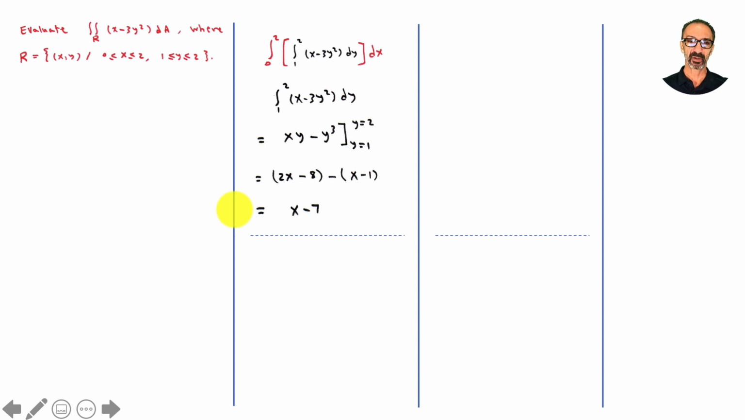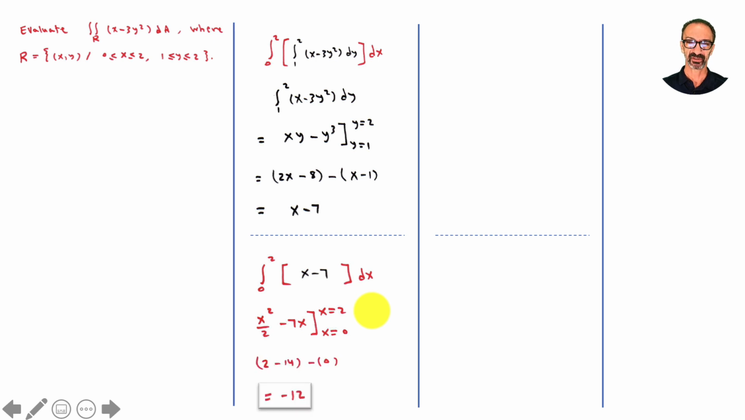Let's go back to the problem. Now this x minus 7, I think I said x minus 2. X minus 7 will go right here instead of this whole thing. And we integrate with respect to x from 0 to 2. And I have the following. Plug in 2 and 0. Simplify, we have negative 12.